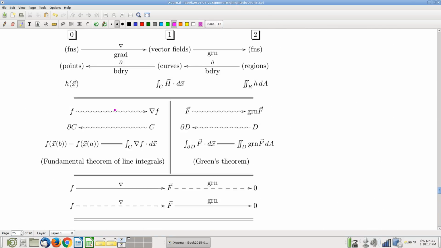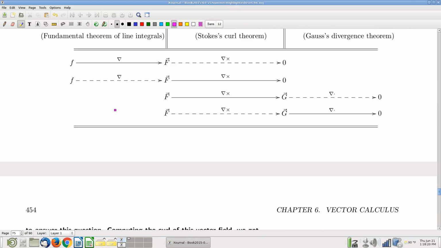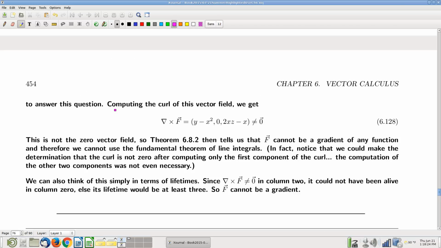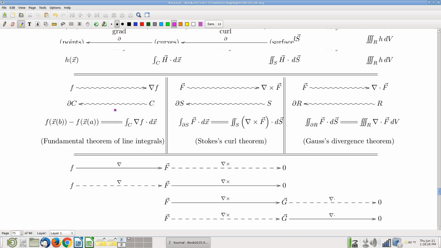Right. So let's see here. Where were we? Oh yeah. So I've supplemented the diagrams. Yeah. Okay. I remember where I was now.